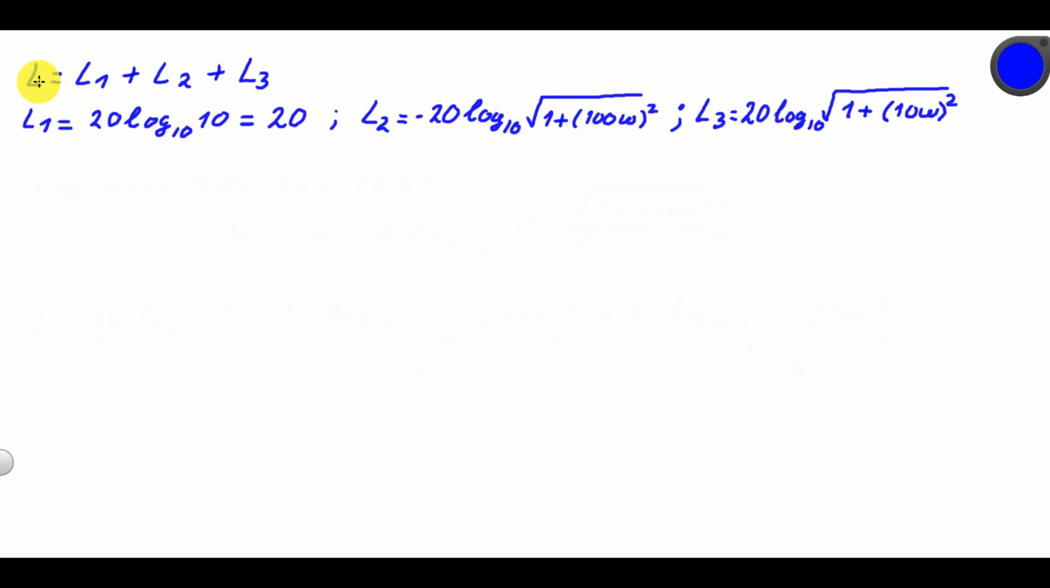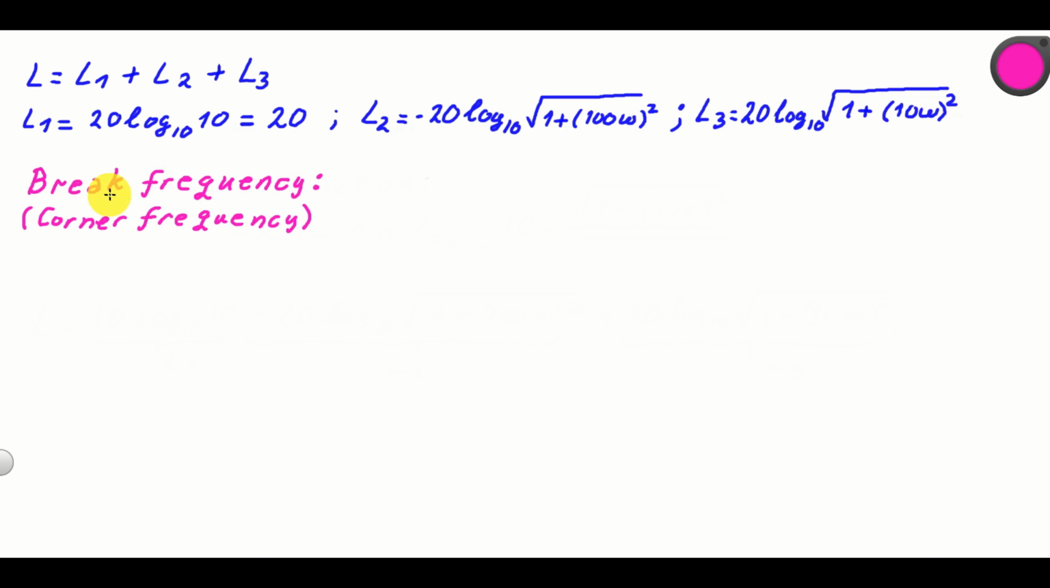Here's the summary of what we achieved so far. We represented our log magnitude function as the sum of three basic functions, L1, L2, and L3, where L1 is 20 log with the base of 10 of 10, and that's 20. L2 expression is given over here, and L3 expression is given over here. We will approximate our Bode plot by using asymptotes, and to properly define the asymptotes, we need to define the concept of the break frequency, which is also called the corner frequency.